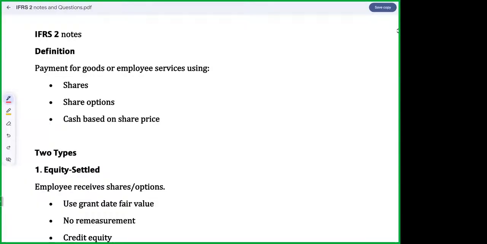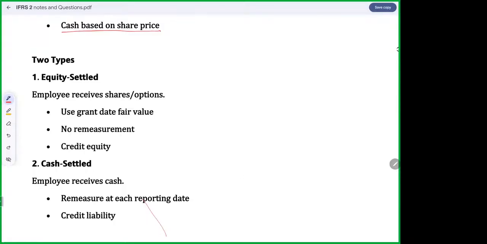So definition, IFRS 2: payment for goods or employee services using shares, or share options that they can convert later. You know, these are convertible to shares or even money. And then we have cash based on share price. There are two types generally.